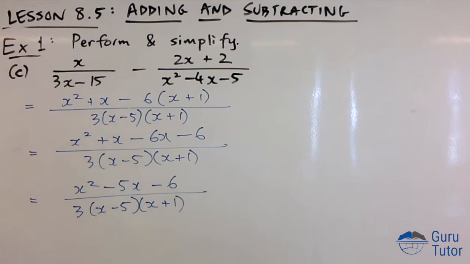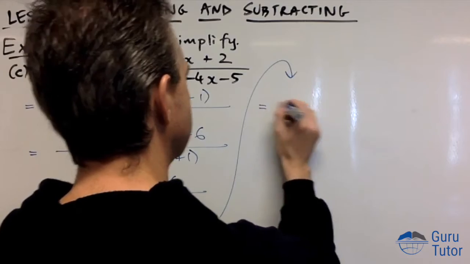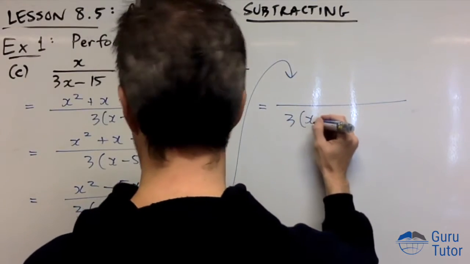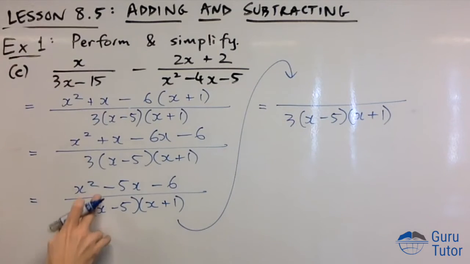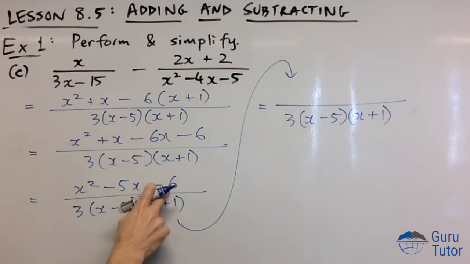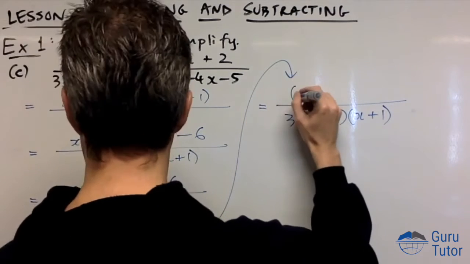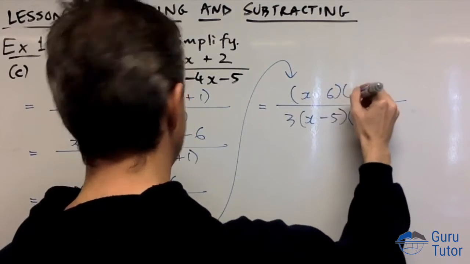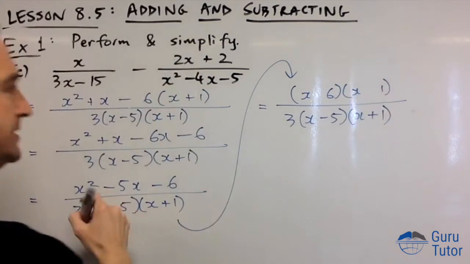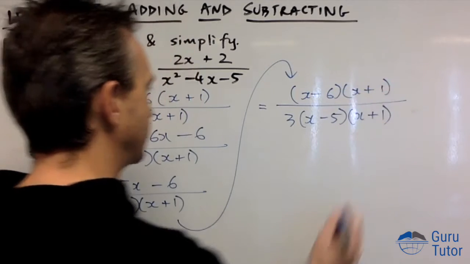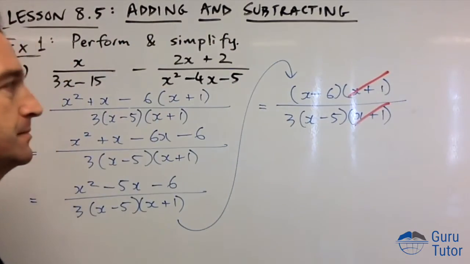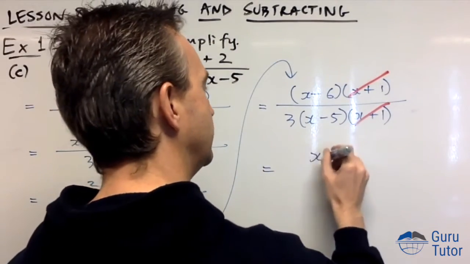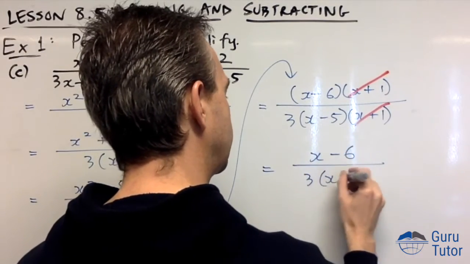Can the top be factored? Let's try it. Maybe. I'll come over here. I've got some space over here. I'll use this space. 3x minus 5, x plus 1. So two numbers that multiply to give 6 and add to give negative 5. That would be, x6, x1. Add to give negative 5, minus plus. Oh, look. X plus 1 cancels, leaving us with the final answer of x minus 6 over 3x minus 5.